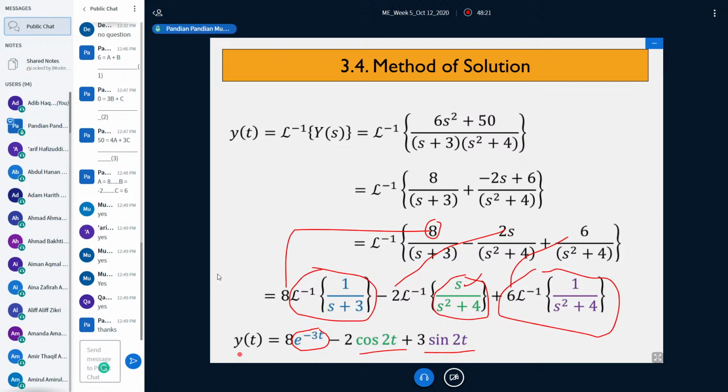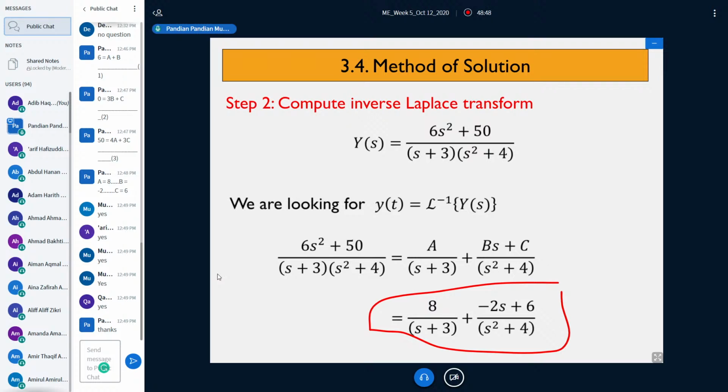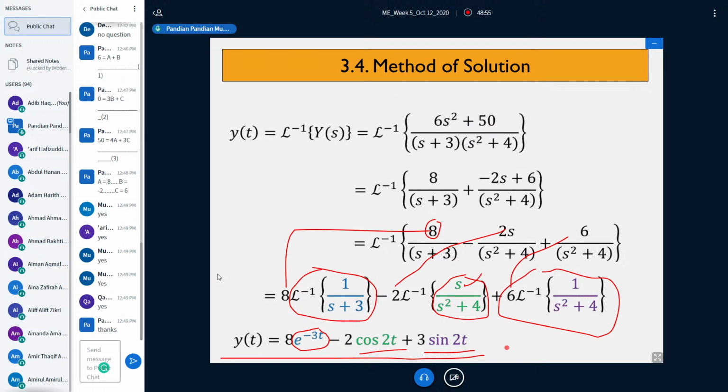Now the final answer is y(t). You must write y(t) equals 8 multiplied by e power minus 3t, minus 2 cos 2t, plus 3 sine 2t. If you have the terms e to the minus 3t, cos 2t, sine 2t, you are almost 80% correct. Because the others all are the constants, the numbers. The constants depend on the partial fraction. So you got to do partial fraction correctly in order to get this answer correct.